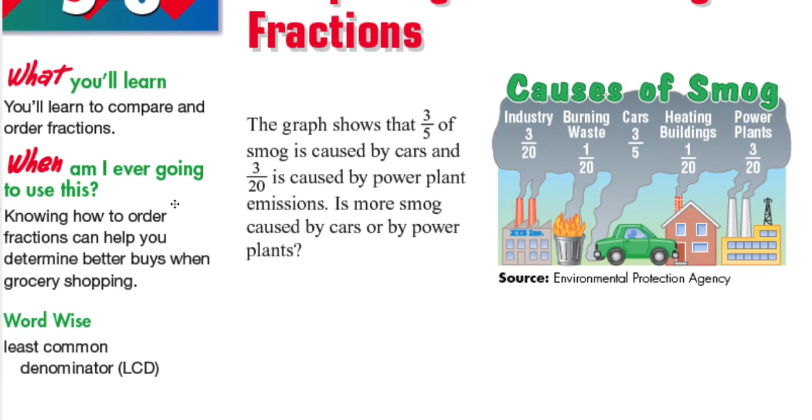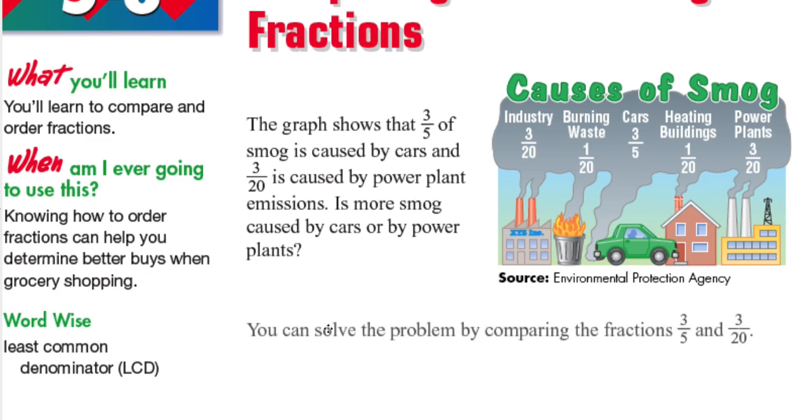Let's take a look at this example. The graph shows that 3/5 of the smog is caused by cars, 3/20 is caused by the power plant emissions. The question is: is more smog caused by cars or by power plants? So we can probably use comparing fractions to solve this problem. We want to compare 3/5 and 3/20.